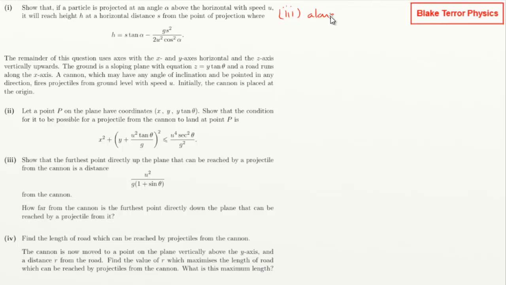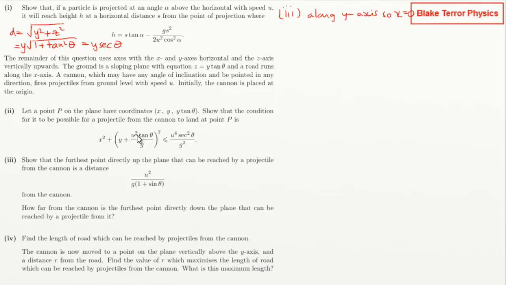So along the y-axis, so x equals 0. And then we want the distance up the plane, so that is the Pythagoras for z and y, isn't it? So we want our distance to be the square root of y squared plus z squared. So that is the square root of, well, z is y tan theta. So we've got y times the square root of 1 plus tan squared theta. So that is y sec theta is what we're after.